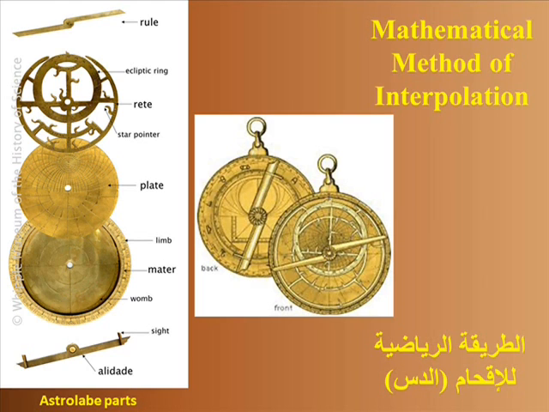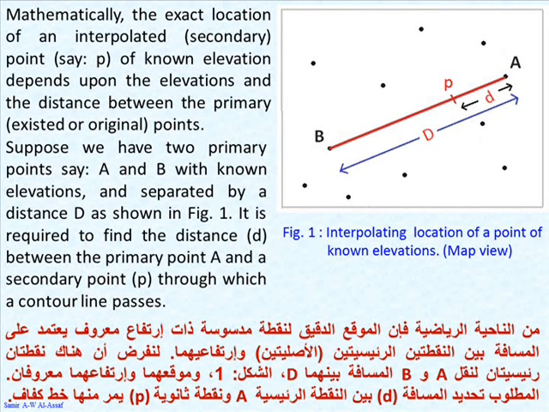Mathematical method of interpolation. Mathematically, the exact location of an interpolated point P of known elevation depends upon the elevations and the distance between the primary points. Suppose we have 2 primary points, say A and B, among other points, separated by a distance D, as shown in figure 1. It is required to find the distance d between the primary point A and a secondary point P through which a contour line passes.